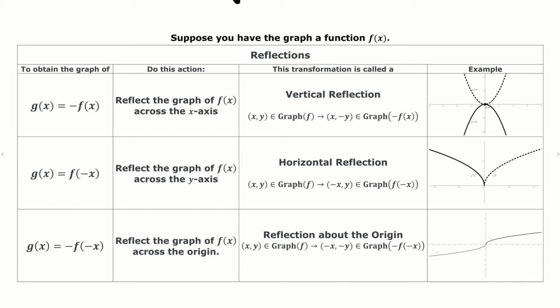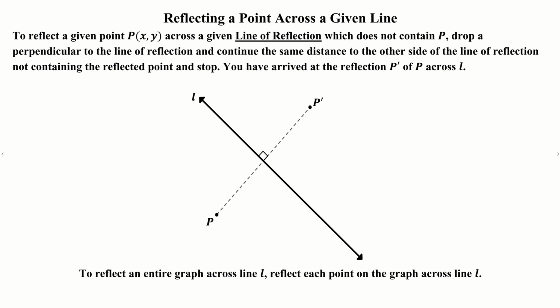Now, next I want to show you what the actual mechanism of reflection is and how to actually do it. Most generally speaking, whenever you want to reflect a point across a given line, what you're going to do is drop a perpendicular. This is the point P. We want to reflect it across this mirror, this line right here, L.